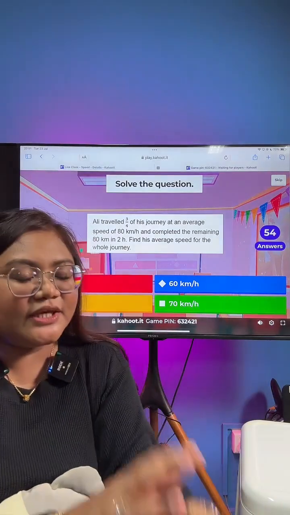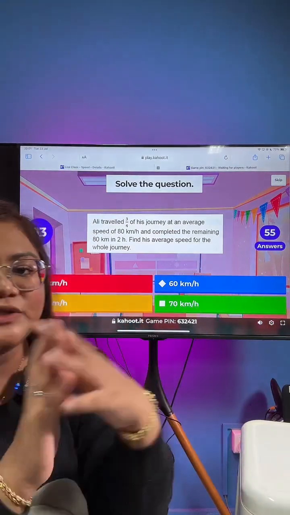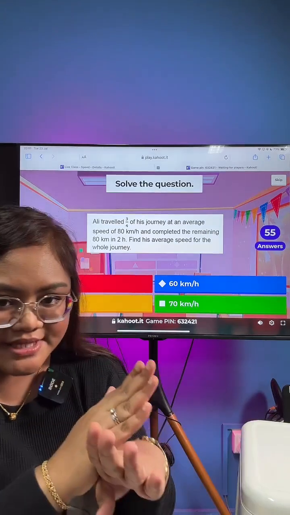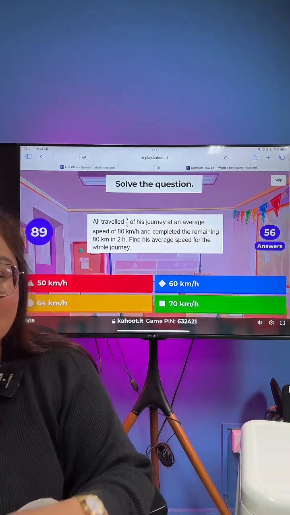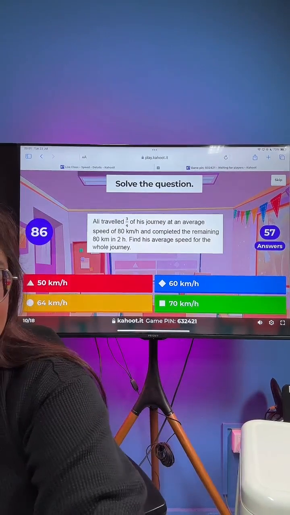I give you another hint, okay? If you take speed 1 plus speed 2 divided by 2, that is not correct. So we got to change it.